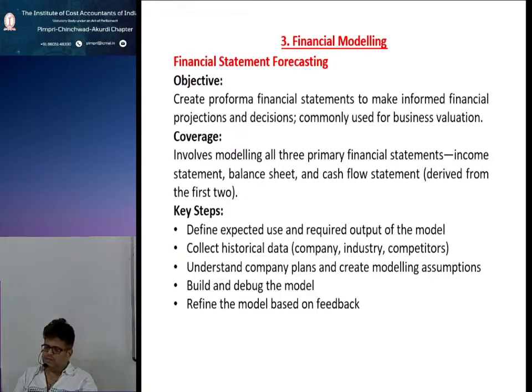Then the key steps involved are defining the expected use and required output of the model. So a financial forecasting model should begin with an end in mind. It should collect historical data, namely company data, industry data, and competitors' data also. Understand company plans and create modeling assumptions accordingly. Thereafter, build the model in a spreadsheet.